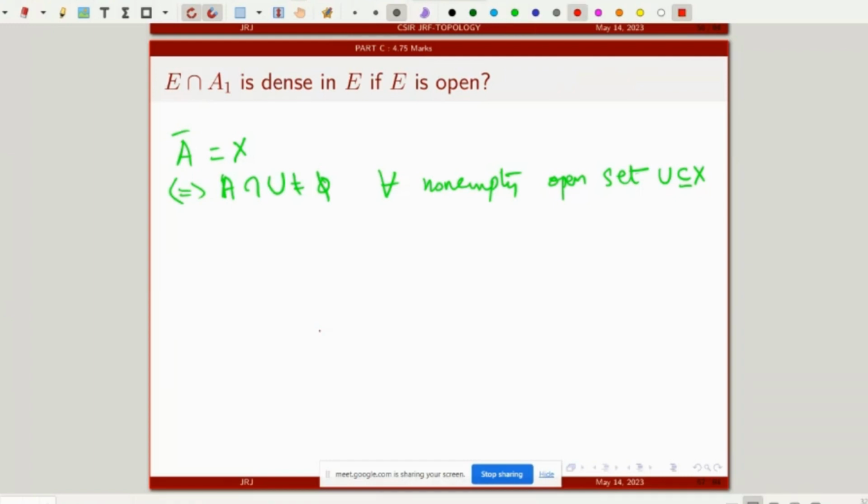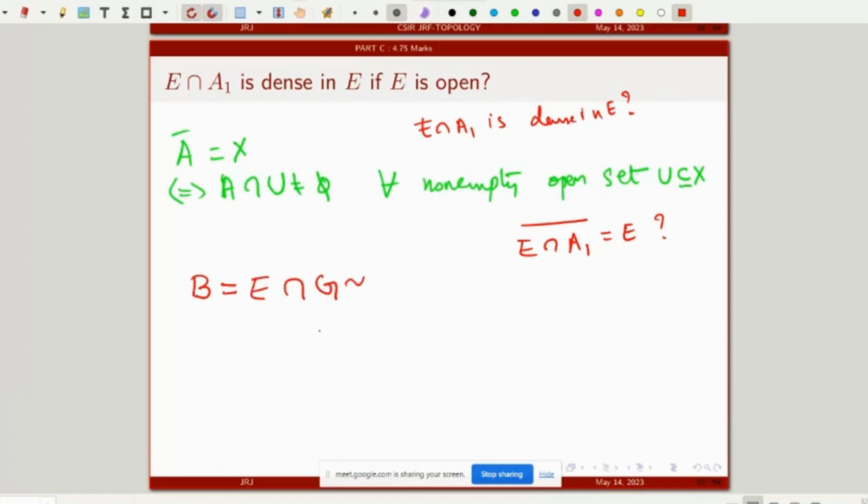Now we have to show whether E intersection A1 is dense in E. This is what we have to check. That is, we have to check that the closure of E intersection A1 equals E. For that, we have to start with an open set in E, call it some B. How will this B look in the subspace topology? We already have a topology on X. So on E, it will be equal to some E intersection G, where G is open in X.